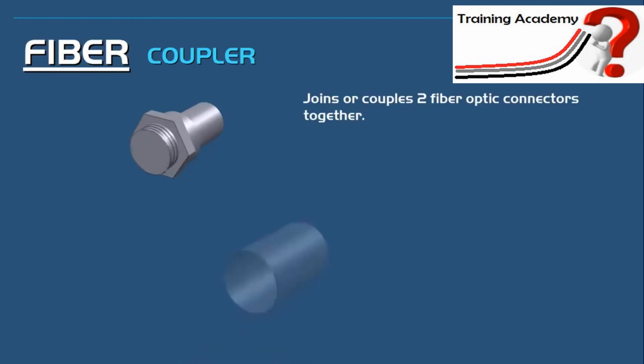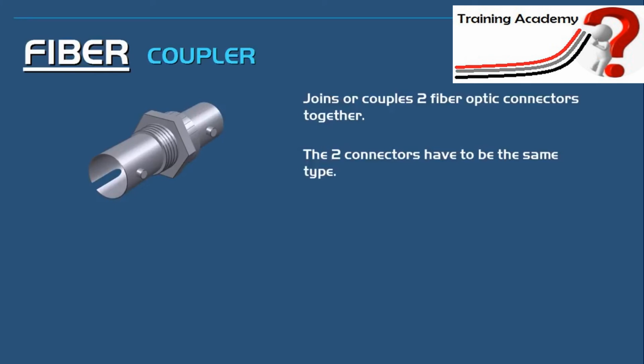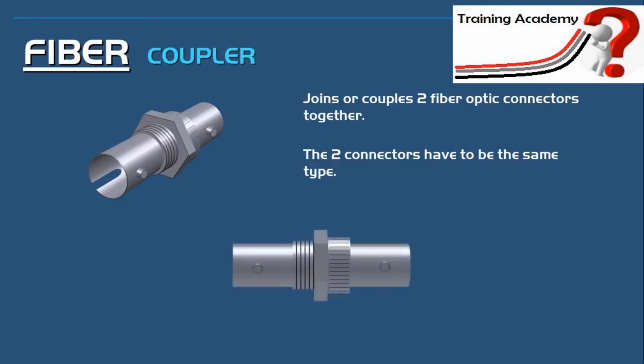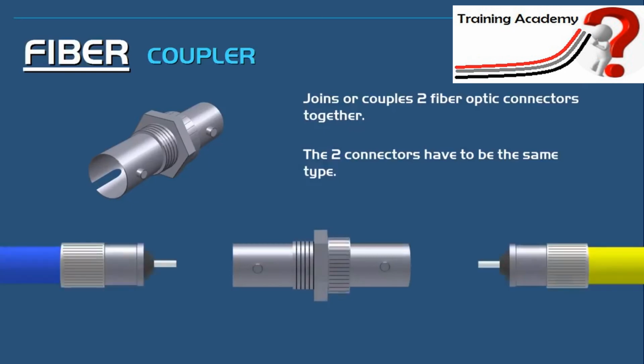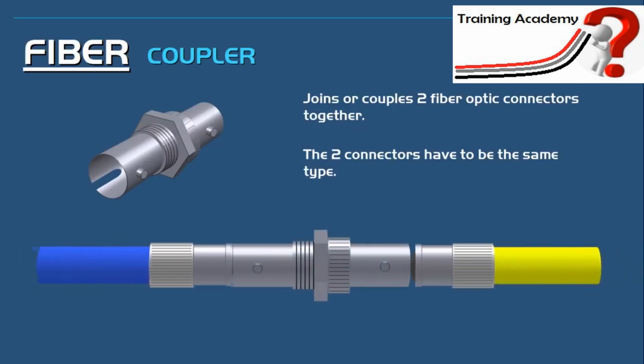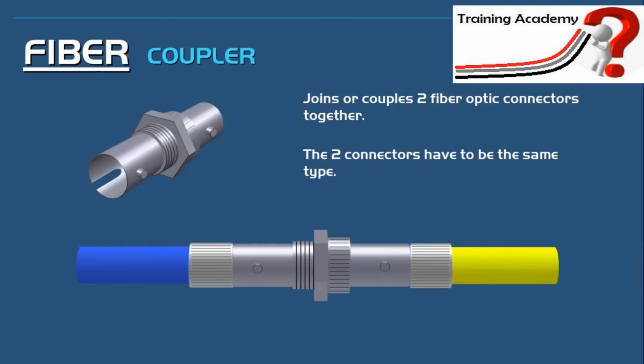Fiber couplers are very similar to the UTP ones. These are used to connect two of the same connectors together. These are not to be confused with fiber adapters. Fiber adapters connect two different types of connectors together. Here we have an example of two ST connectors using a fiber coupler to join them together.